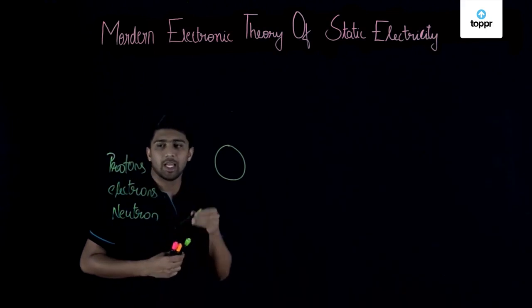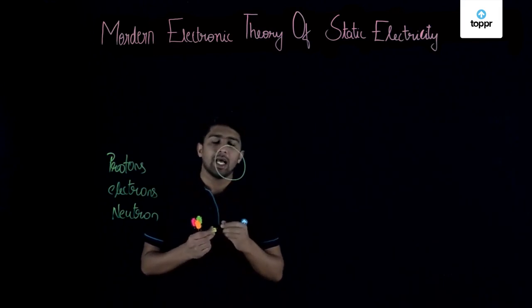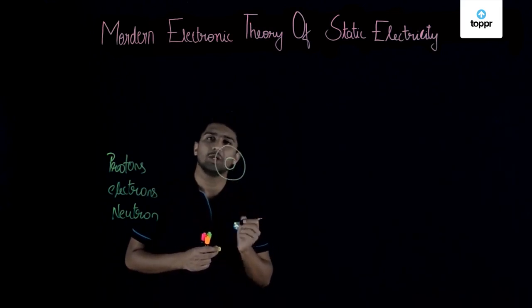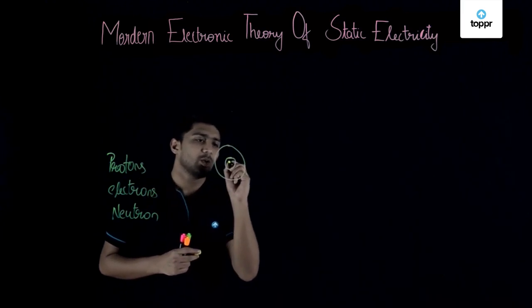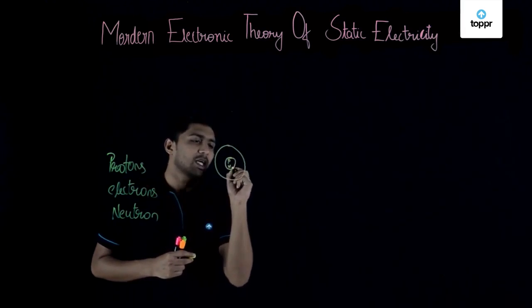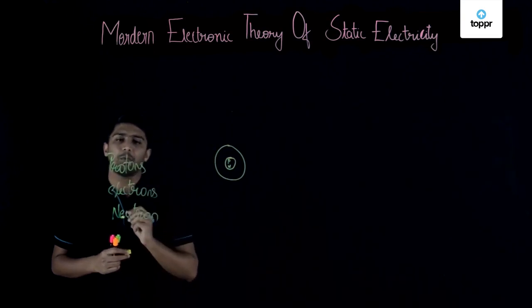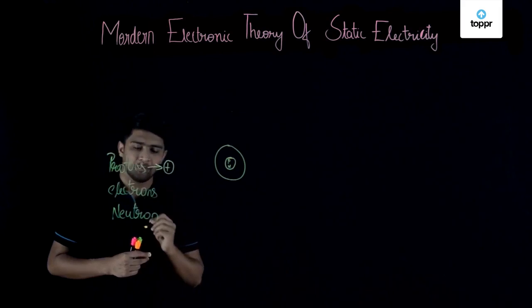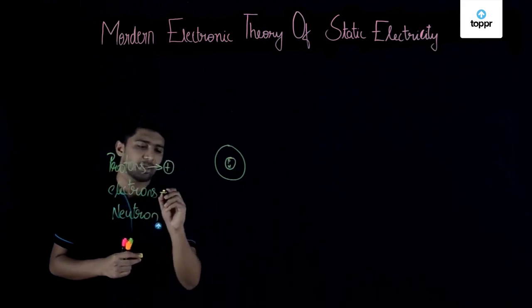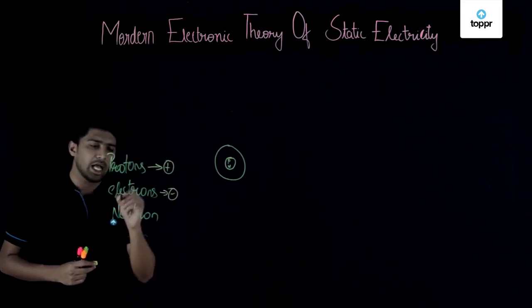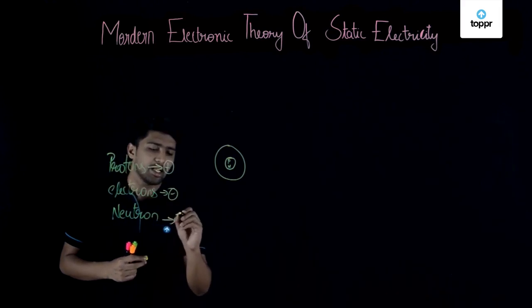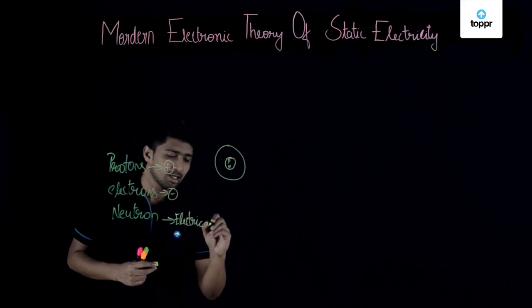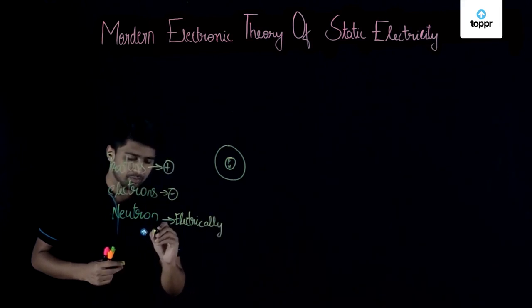Where in an atom will you find protons, electrons and neutrons? You will find protons and neutrons at the center of the atom, called the nucleus. Protons are represented with a positive sign, electrons with a negative sign, and neutrons are electrically neutral.